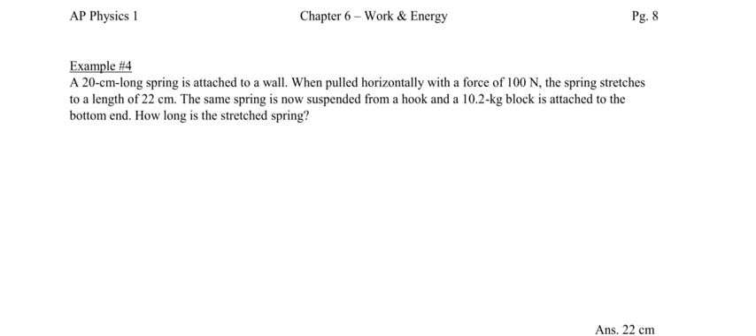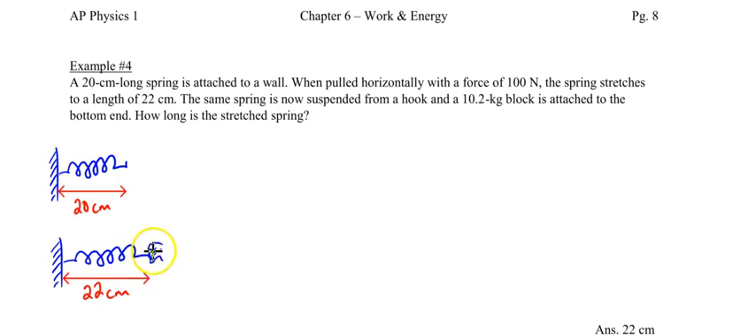Welcome to example number 4. We have a long spring attached to a wall. Here's my wall, and here's my spring, and it's 20 centimeters long. And then we pull it horizontally with a force of 100 newtons, and it stretches to a new position of 22 centimeters. And so it stretches 22 centimeters when this force, F, is pulling on it with a force of 100 newtons.